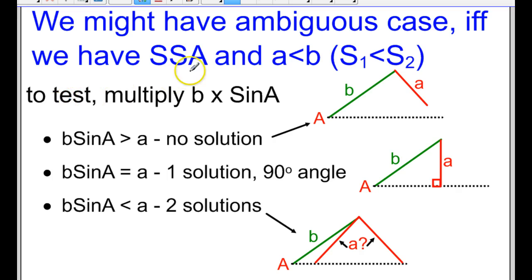So to test it, the first thing is, again, make sure we have a side-side-angle situation. Then we test this value times sine of the angle that we know. And depending on what we get, we know that there's either no solution, one solution, or two solutions. So if the answer we get here is still bigger than this side, then there's no solution. If what we get when we do the multiplication is exactly the same as the other side, then we have one solution. And if it's less than, then there are two solutions.